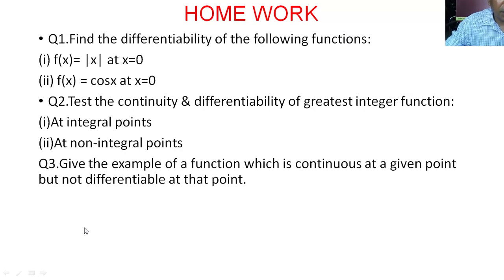Then some questions are given to you as homework, so please try to solve these questions. Find the differentiability of the following functions: f x is equal to mod x at x is equal to 0, f x is equal to cos x at x is equal to 0. Then test the continuity and differentiability of the greatest integer function at integral points and at non-integral points. And question 3 is, give an example of a function which is continuous at a given point but not differentiable at that point.